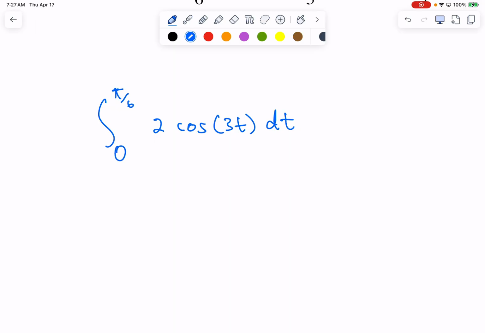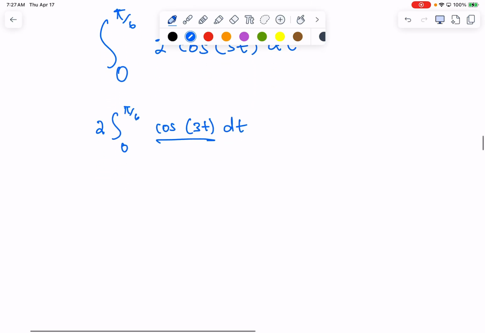Let's just guess and check this one. This one's too easy. You can pull the what out front? The 2. The integral from 0 to pi over 6 of cosine of 3t dt. All right, what's the integral of cosine 3t?